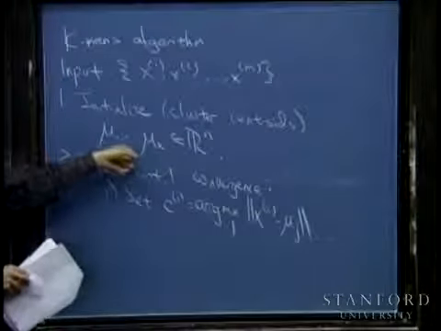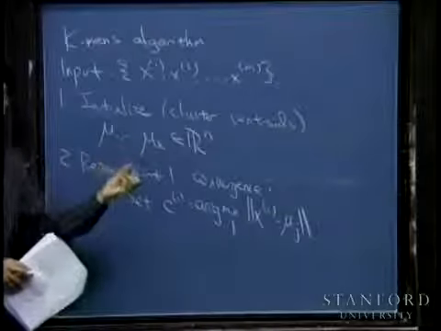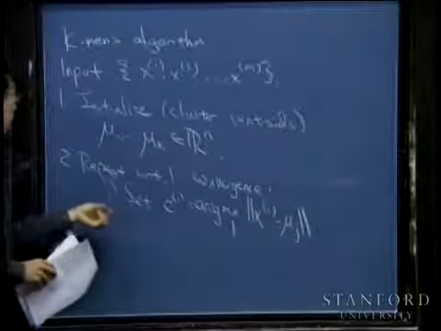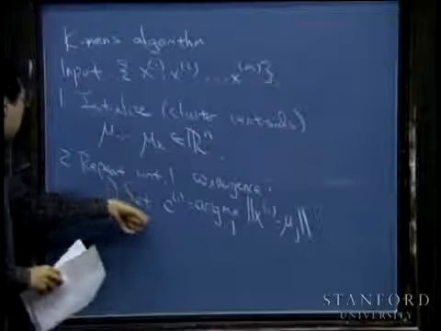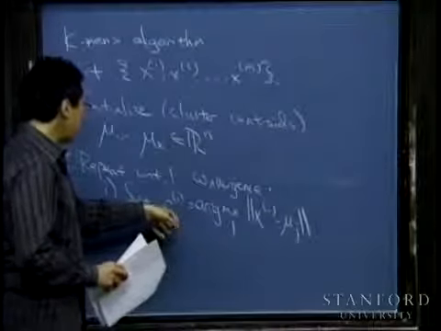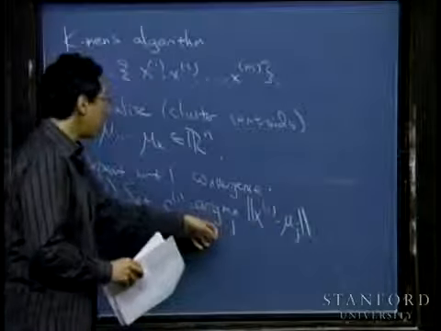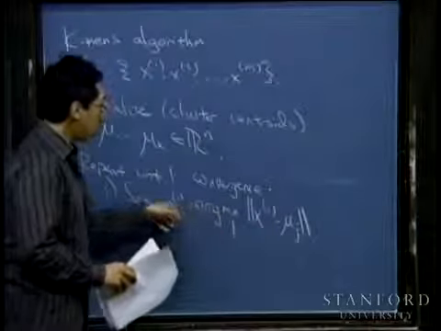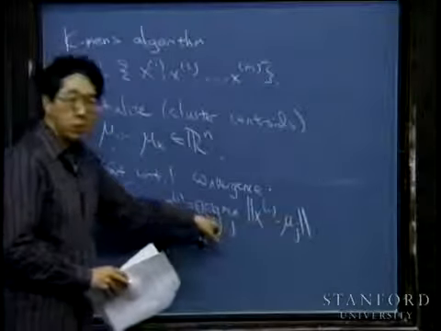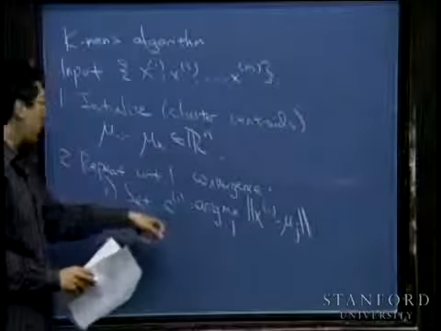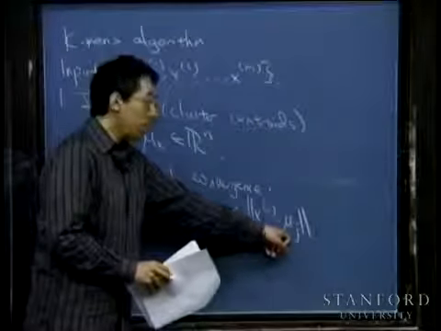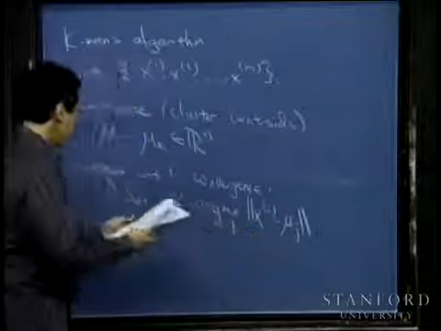The cluster centroids will be your guesses for where the centers of each of the clusters are. And so in one of the steps, you look at each point xi, and you look at which cluster centroid mu j is closest to it. And then this step is called assigning your point xi to cluster j, right? So looking at each point and picking the cluster centroid that's closest to it.